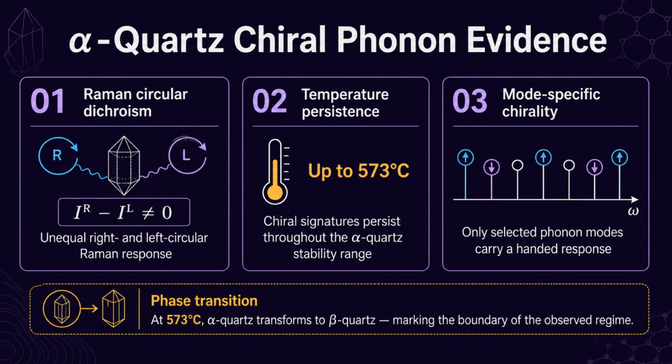Experimental evidence for chiral phonons in alpha quartz comes from circularly polarized Raman spectroscopy. Researchers observed non-zero Raman circular intensity difference, IR-IL, for specific phonon modes. This chirality persists up to 573 degrees Celsius, where alpha quartz transforms to beta quartz. Above the transition, the chiral signal disappears because beta quartz has a Chiral symmetry.